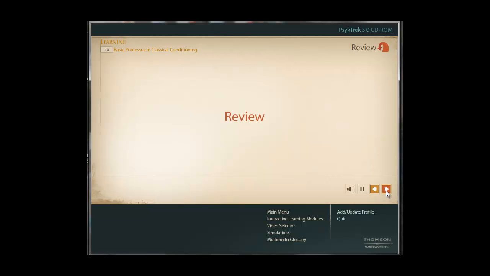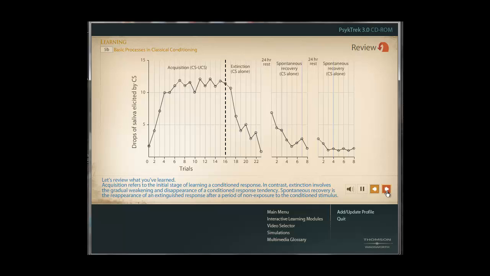Let's review what you've learned. Acquisition refers to the initial stage of learning a conditioned response. In contrast, extinction involves the gradual weakening and disappearance of a conditioned response tendency. Spontaneous recovery is the reappearance of an extinguished response after a period of non-exposure to the conditioned stimulus.